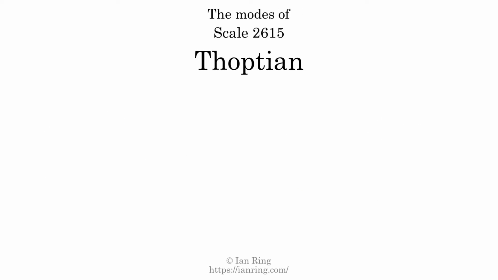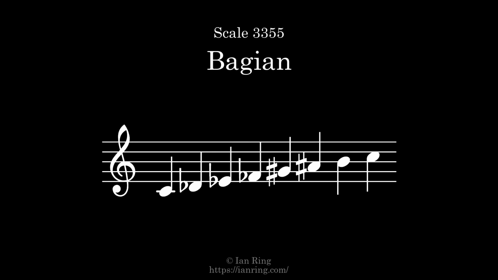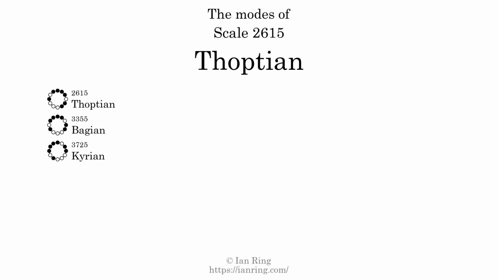This scale has 7 modes. The first mode is itself. The second mode is scale 3355, also known as Bajan. It sounds like this. The third mode is scale 3725, also known as Kyrian. It sounds like this.